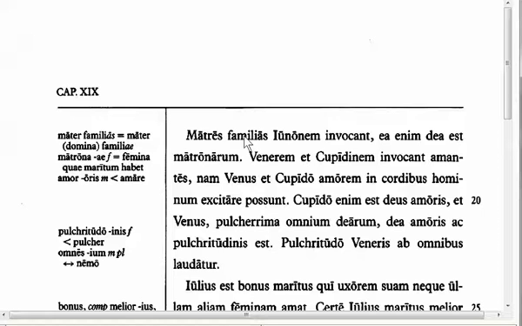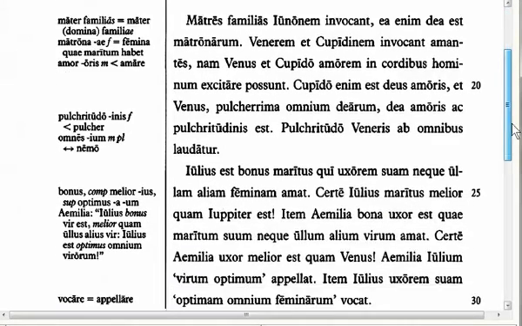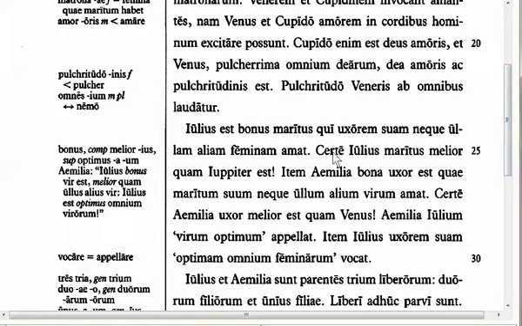Same thing applies to pater familias. It follows exactly the same rules. In line 25, we see this sentence, "certe Julius maritus melior quam Jupiter est." Certainly Julius is a better husband than Jupiter. Melior being the comparative adjective, better.